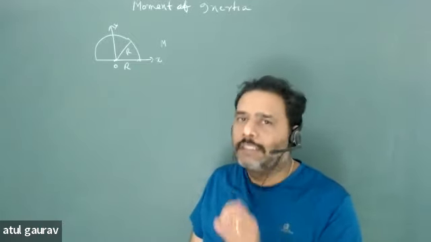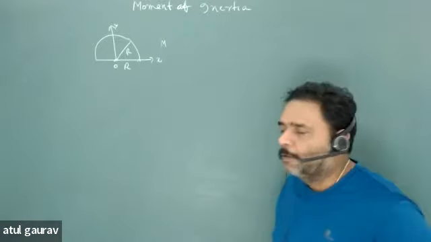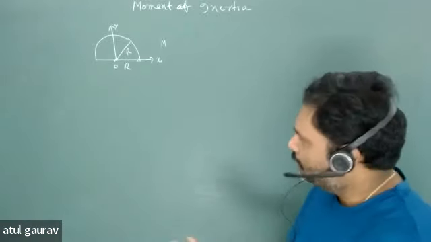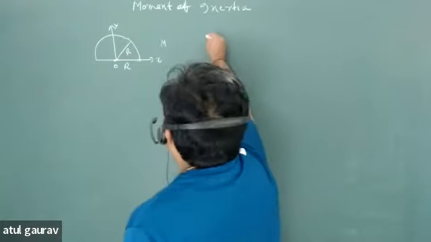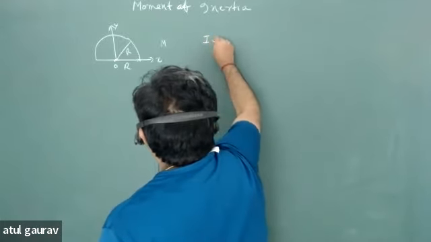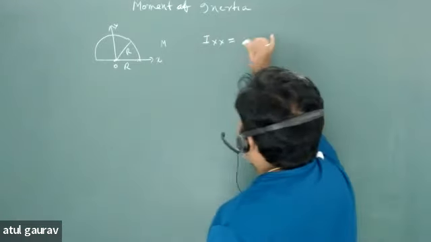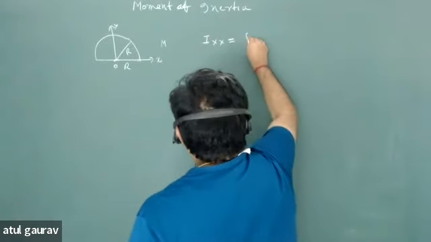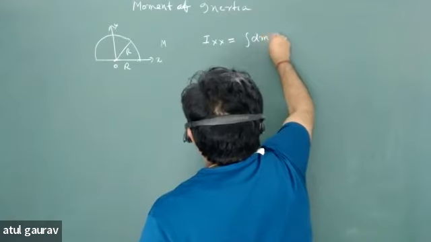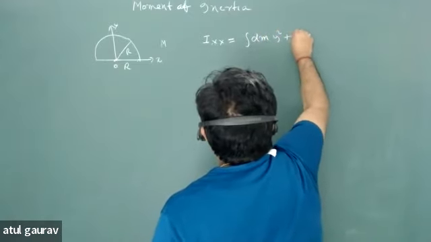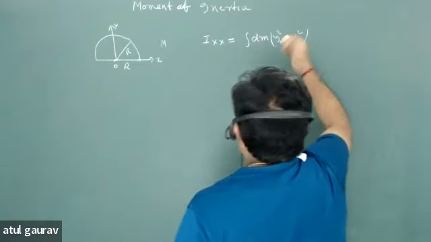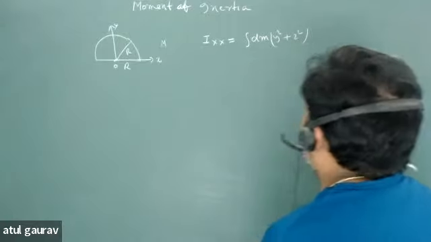We will understand what that means while doing this problem. Okay. First, let's calculate Ixx. What is the formula of Ixx? Sir, integral dm (y square plus z square). This is your Ixx. Okay, good.